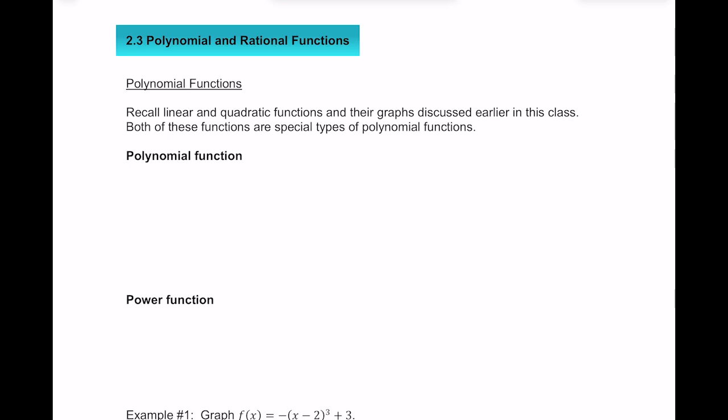We're going to look at polynomial and rational functions. If you'll recall from the last lessons, we talked about linear and quadratic functions and their graphs. Both of these functions are special types of polynomial functions.